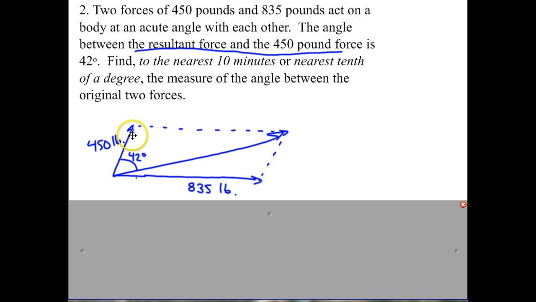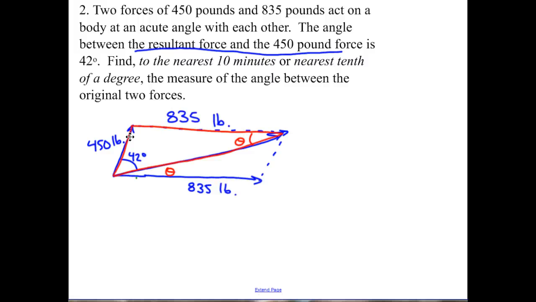Biggest mistake students will make is they'll want to put in this angle up here on the top, and you just can't do it. You do not know that value, so do not label it. You cannot figure that out right now. You're going to need to do some law of sines, law of cosines to figure that out. Okay? Let's concentrate on this red triangle right here.